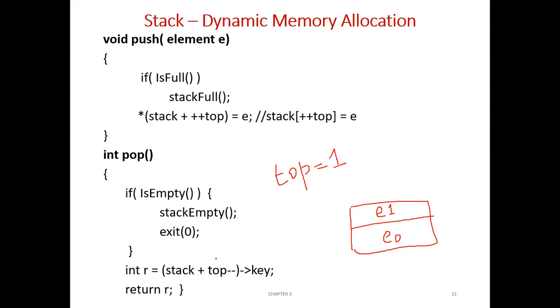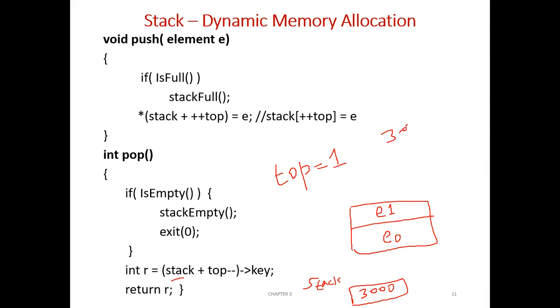Okay, so stack plus top. Stack is that pointer that we have discussed previously. This is stack. So that stack contains what? 3000. So stack contains 3000. What is stack plus top? Stack plus top is 3000 plus 1.